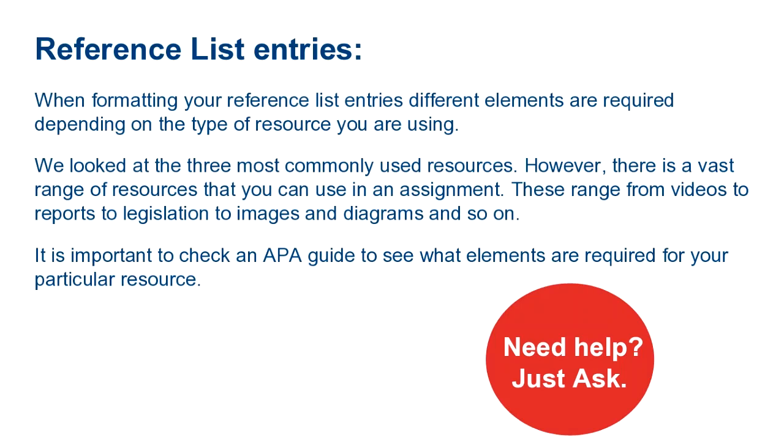When formatting your reference list entries, different elements are required depending on the type of resource you're using. We looked at the 3 most commonly used resources, but there is a vast range of resources that you can use in an assignment. These range from videos to reports to legislation to images and diagrams and so on. It's important to check an APA guide to see what elements are required for your particular resource. If you require additional help, just ask library staff.